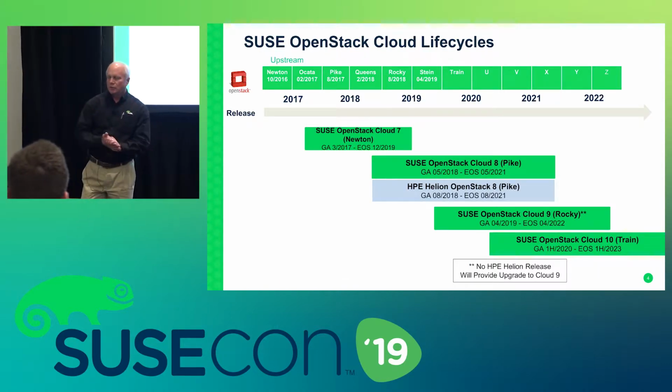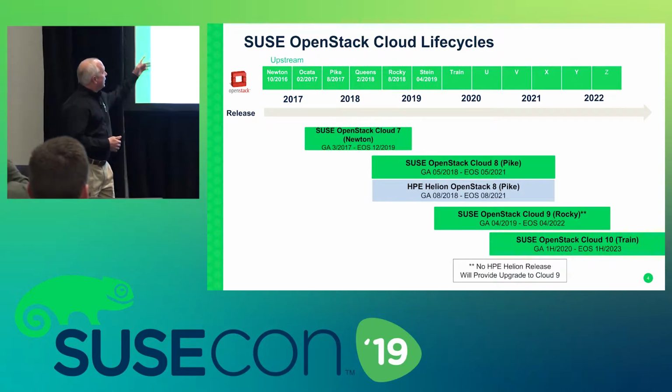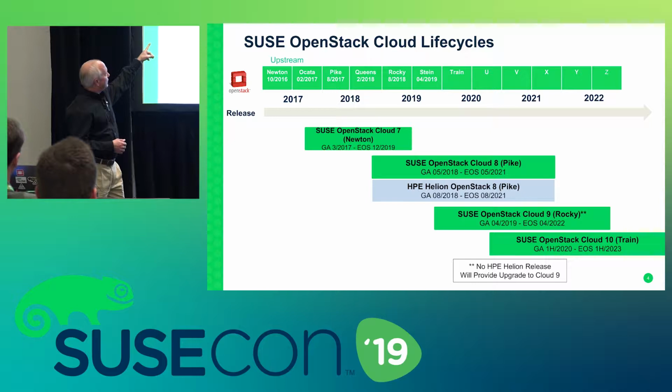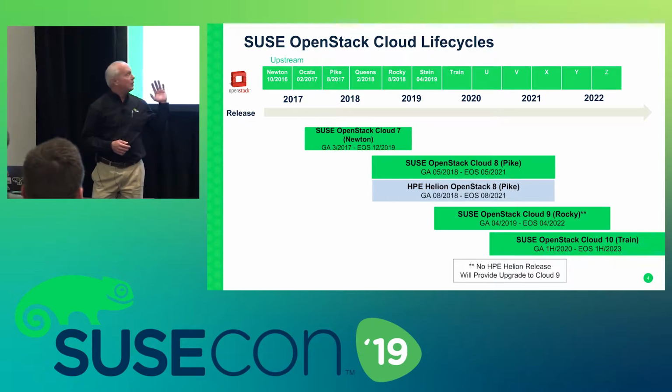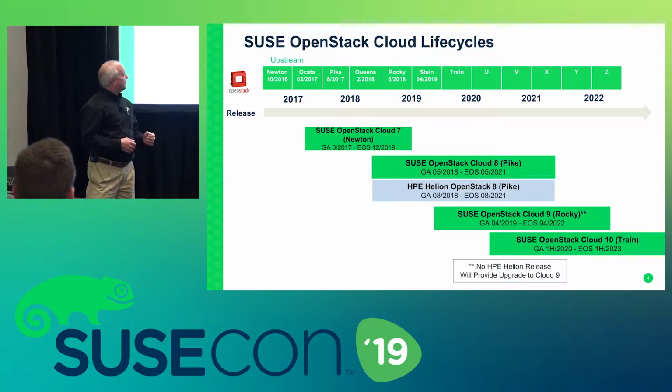So this is a view of our life cycle. We have a 3-year life cycle per release. As you can see, we've had releases before Cloud 7, but this is what's still in market. So for Cloud 7, the end of support date is December of 2019. Originally, that was May of 2019, and we extended that by 6 months to give our customers the ability to migrate off of Cloud 7 to Cloud 8.